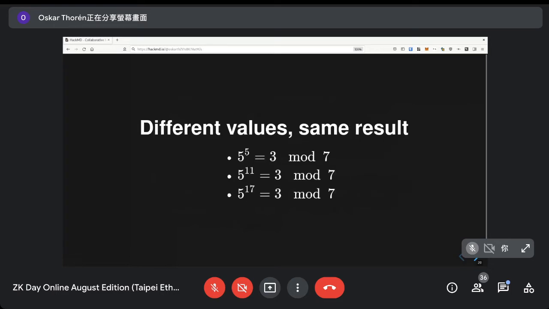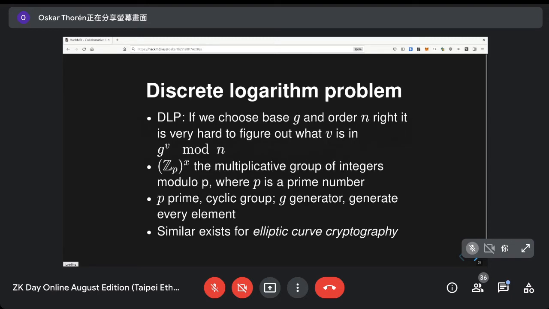What's neat about this is that different values end up with the same results. So it's hard to figure out what the encrypted value is, especially if the order, what you're taking modulo of, is high enough. This is called the discrete logarithm problem, and it essentially says that if we choose this base g and order n, then it's very hard to figure out what v is in this expression.